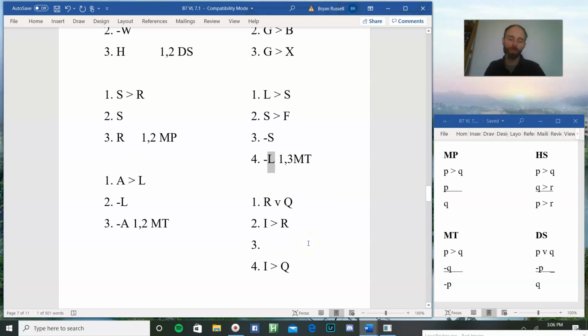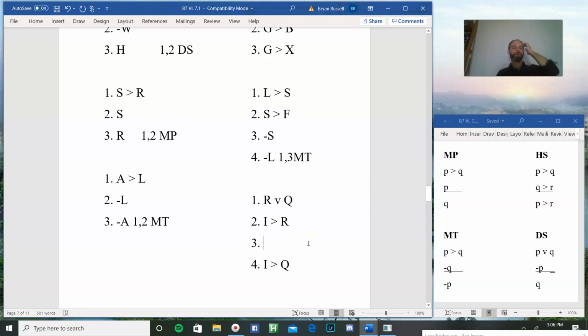All right, one more before you get to your homework. So here we have either R or Q. If I, then R. We don't know what we had on line 3, but what we ended up getting was I horseshoe Q. So now we need to ask, what did we need on line 3 to get I horseshoe Q? Well, we don't have any rule that allows us to use a wedge main operator and get a horseshoe main operator. None of our rules do that. So line 1 is going to be out.